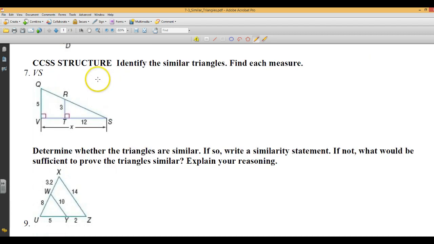Number 7, identify the similar triangles and find each measure. And we're asked to find VS, which we're calling X. So our similar triangles would be the entire triangle, which is QVS, and that would correspond to this smaller triangle inside of it, RTS.